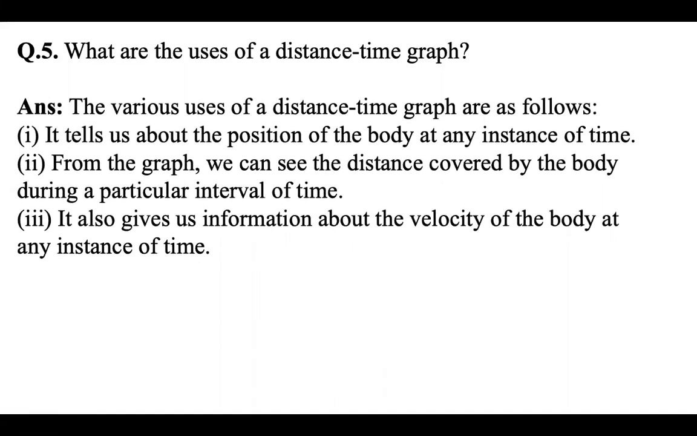So the various uses of distance time graph are as follows. First, it tells us about the position of the body at any instance of time. Second, we can see the distance covered by the body during the particular interval of time. Third, it also gives us information about the velocity of the body at any instance. So we get position, distance, and velocity. Please write this down.